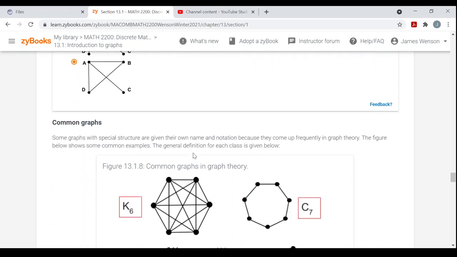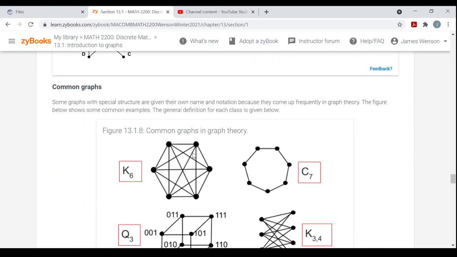All right, so this last part of the section is on some common graphs. They're so common, they're given special names and special symbols to represent them. Some graphs with special structure are given their own name and notation because they come up frequently in graph theory. The figure below shows some more common examples.